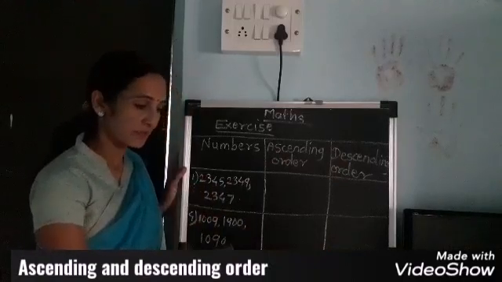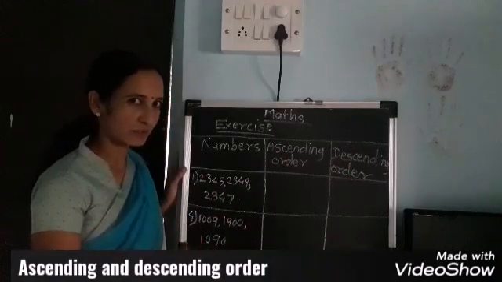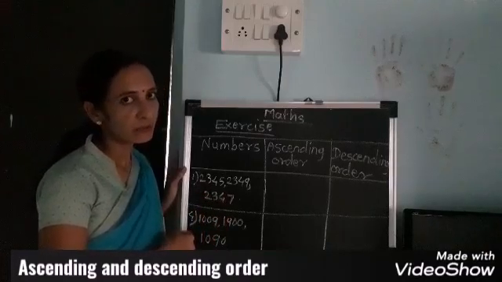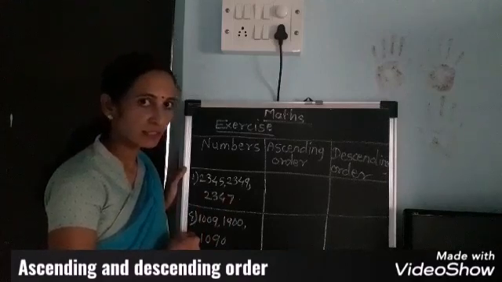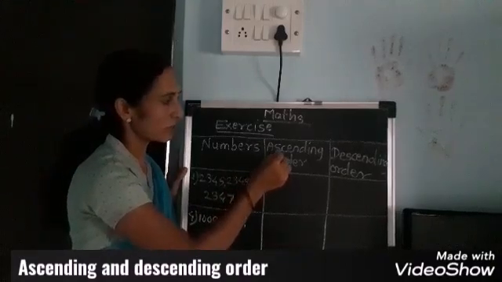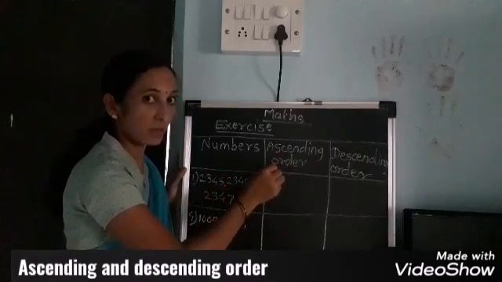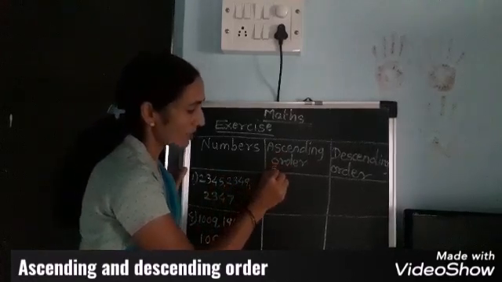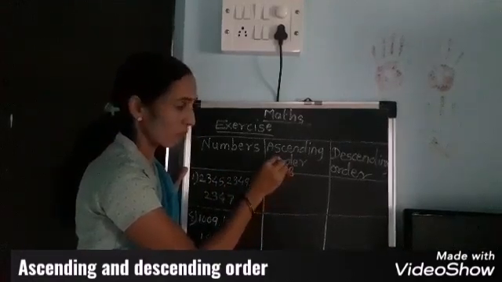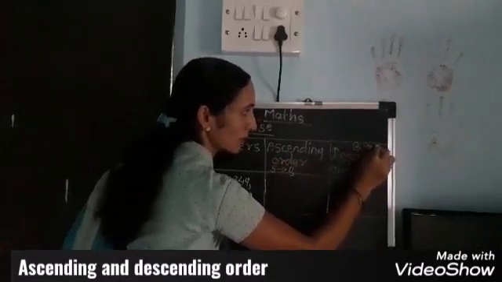Got it? So first and fourth examples I am going to explain because the fourth example is a little confusing. These 2 examples I will explain. You have to solve this full exercise in your notebook. First, before we start, just tell me what is meant by ascending order. You have to write in short here. What is meant by ascending order? Smaller to bigger. You have to write this in the box. And descending order means bigger to smaller.